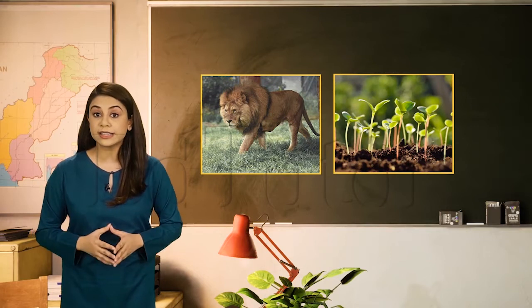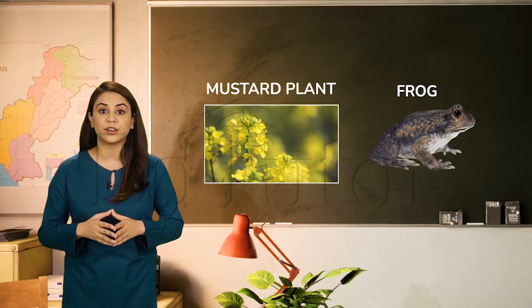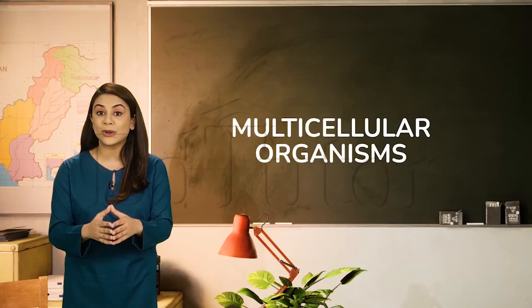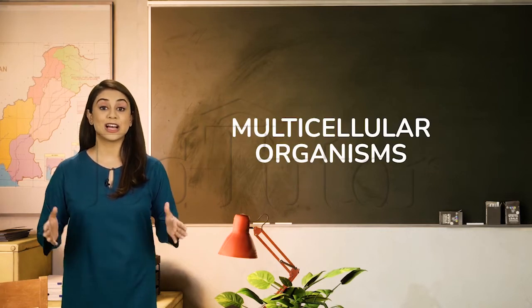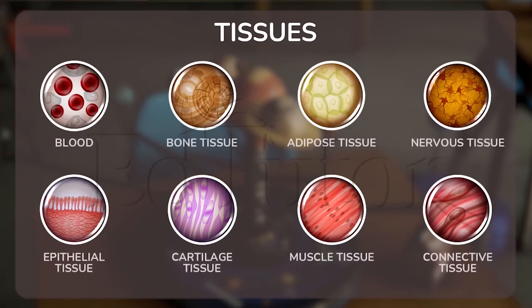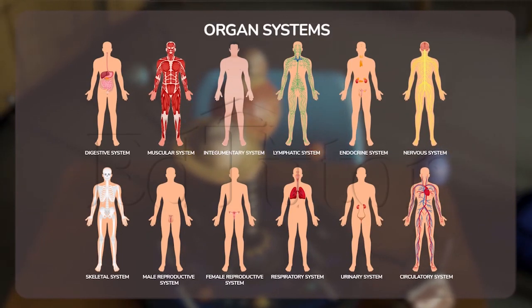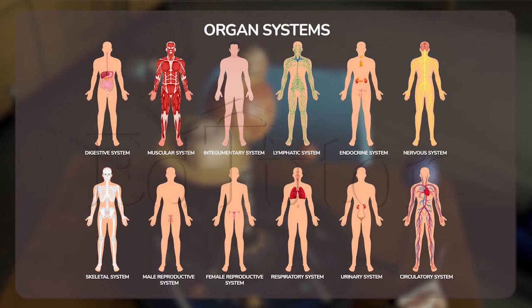Lastly, as we have already discussed animals and plants, for instance, the frog over here and the mustard plant over here are both multicellular organisms. So, we don't just see cells here. We see cells organized into tissues, tissues organized into organs, organs organized into organ systems, and hence we see a multicellular organization.